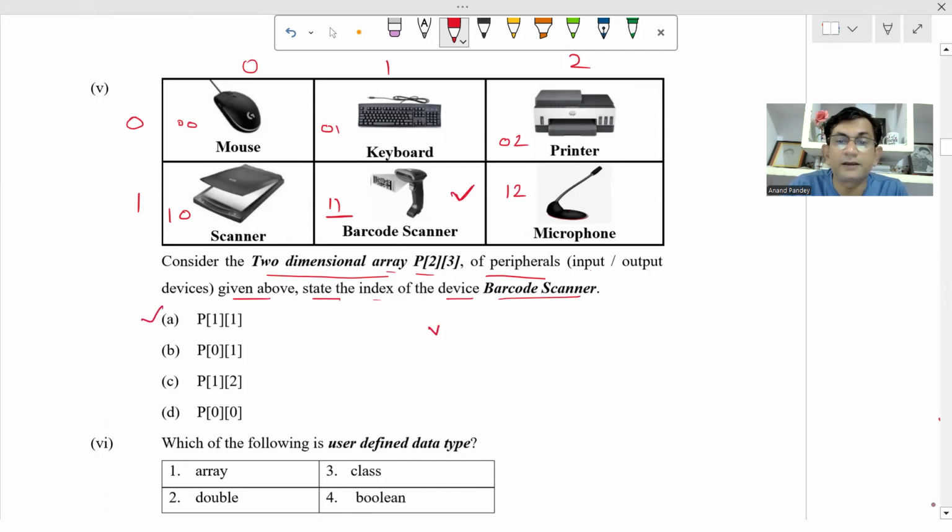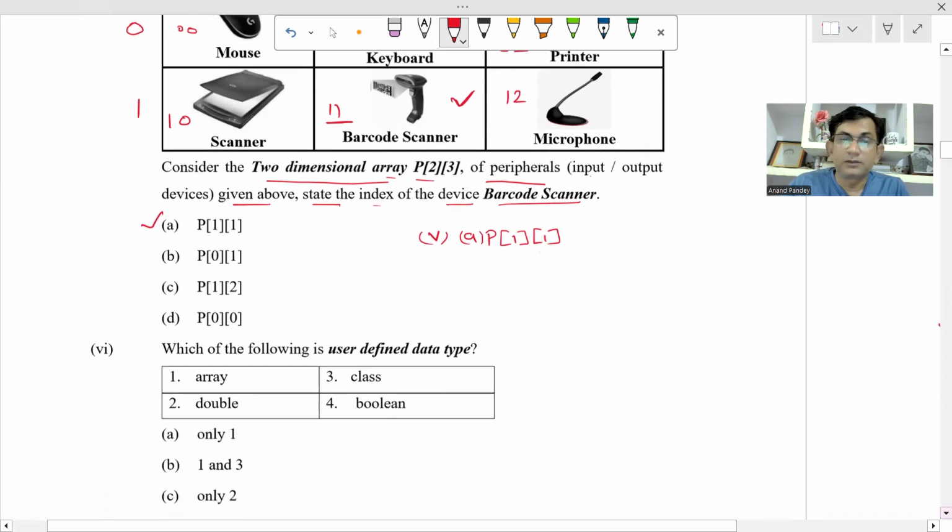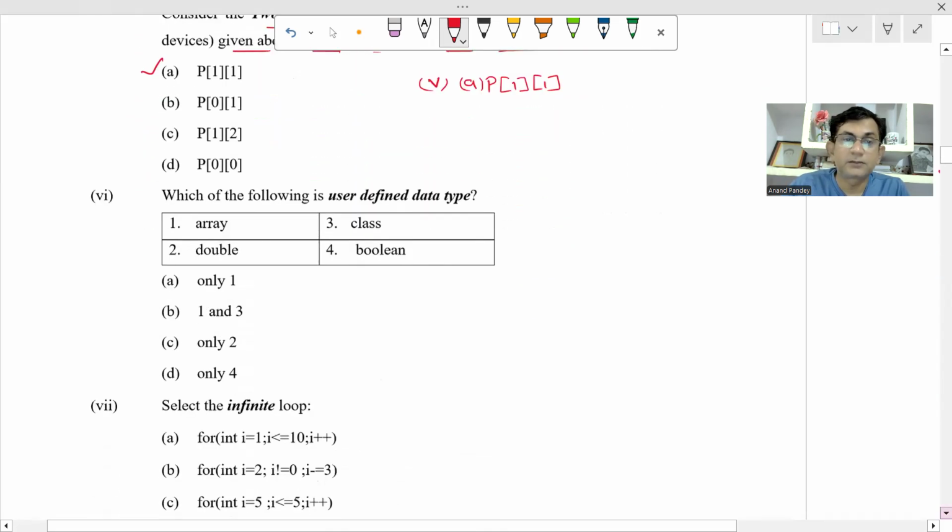So you write like this: 5A, then P11. Okay, clear? So now next question. Question number 6.